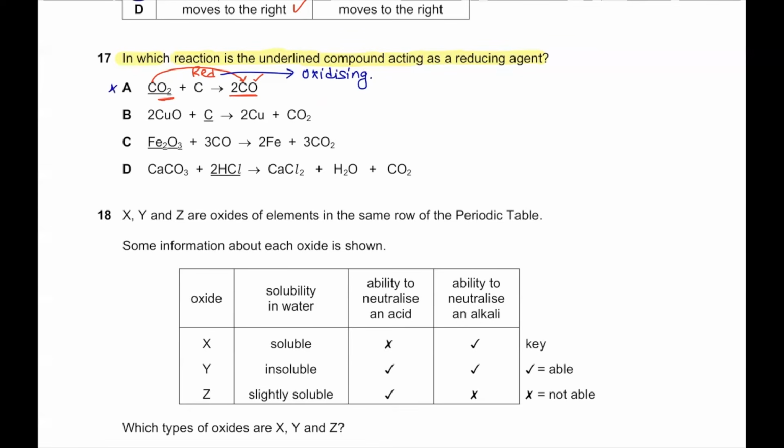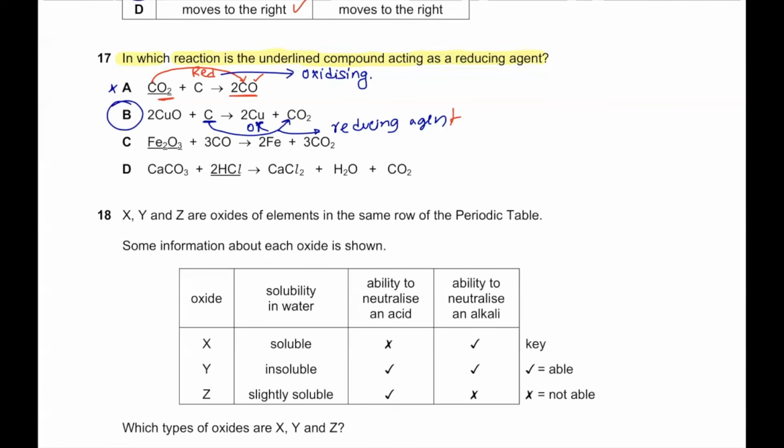For B, we can see the carbon is gaining oxygen to get oxidized. Now, whatever gets oxidized acts as a reducing agent. So we already got our answer that B is the correct answer, because carbon gaining oxygen is oxidizing itself, and thereby it is the reducing agent. Now let's see why C and D are wrong.